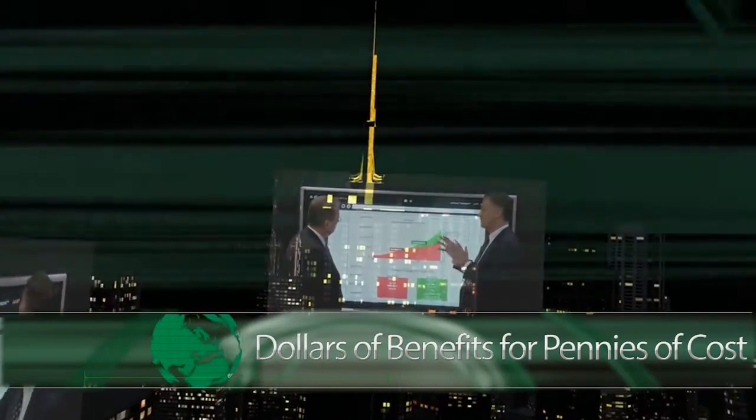Today's sales strategy: dollars of benefits for pennies of cost.